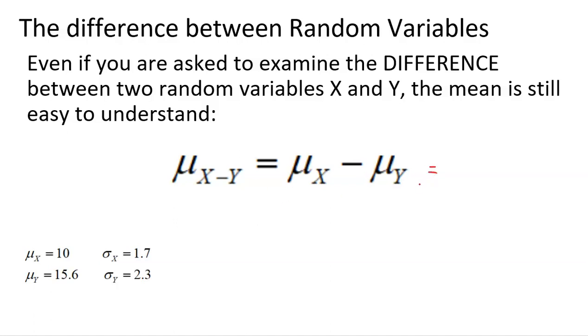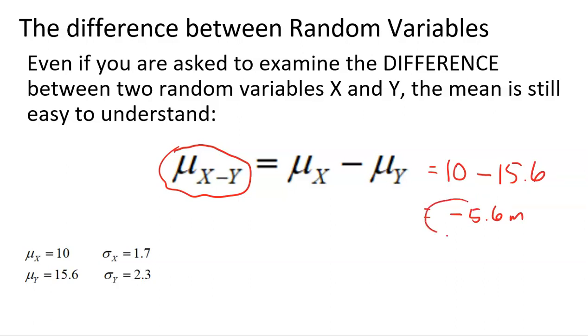So if I'm trying to find the difference between X and Y, the mean difference that I would expect from X and Y. So if X throws the shot put, Y throws the shot put, what's the difference I expect? Well, all I got to do is take the mean for X, 10, minus the mean for Y. Now, I am going to get a negative here, negative 5.6 meters. So just make sure you understand what the negative means. The negative doesn't mean that you have a negative distance. That's impossible. It's that we would expect X to be 5.6 meters less than Y.